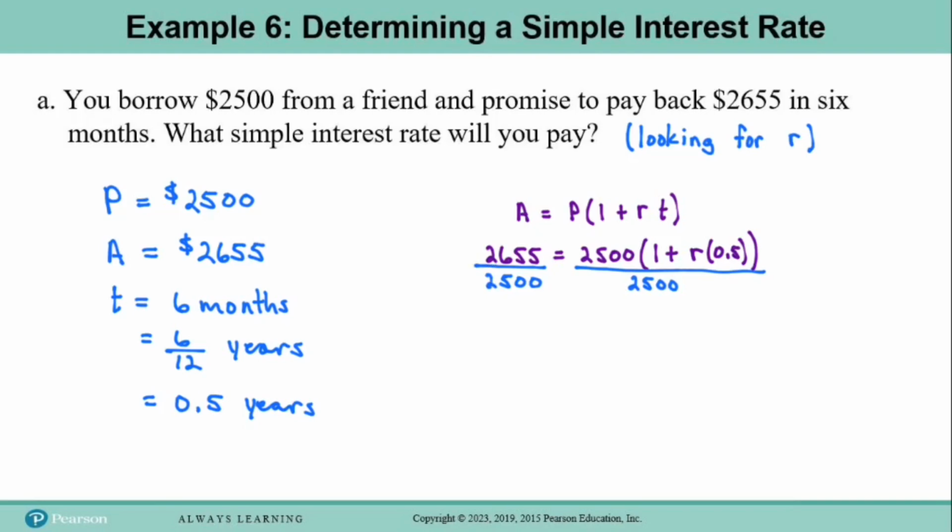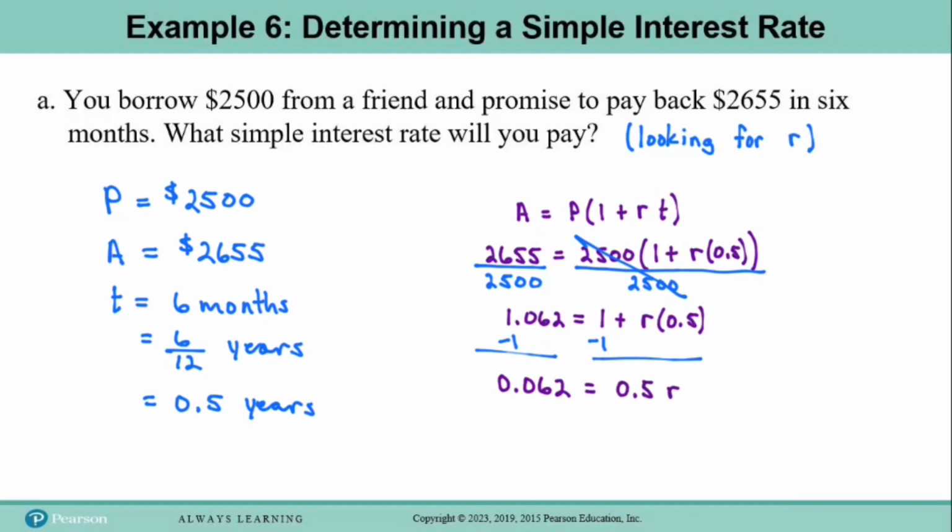On the left side, 2655 divided by 2,500 gives us 1.062. On the right side, the 2,500s cancel out, and it leaves us with 1 plus R times 0.5. Okay, now I'm still trying to isolate the R. So the first thing I've got to do is eliminate this 1. So I'll subtract 1 from both sides, and that will leave us with 0.062 equals R times 0.5.